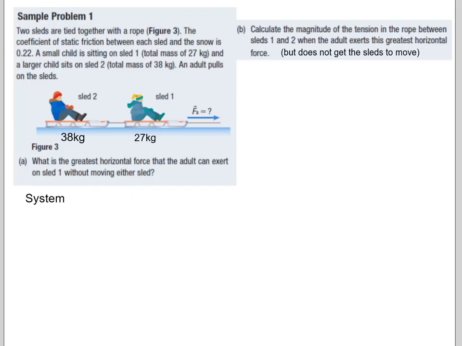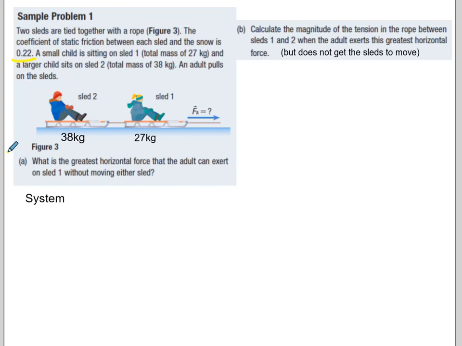So back to the sleds. Two sleds are tied together with a rope. The coefficient of static friction between each sled and the snow is 0.22. What you'll notice is different between Chapter 3 and Chapter 4 is that in Chapter 3 they just told you the friction. Now in Chapter 4 you have to go and figure out the friction that's acting on each sled. That's probably the biggest difference.